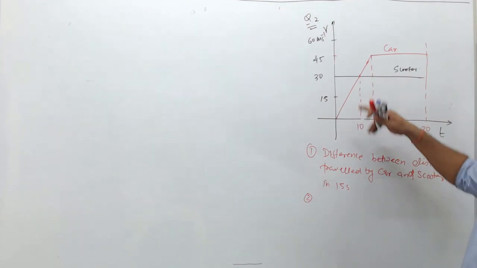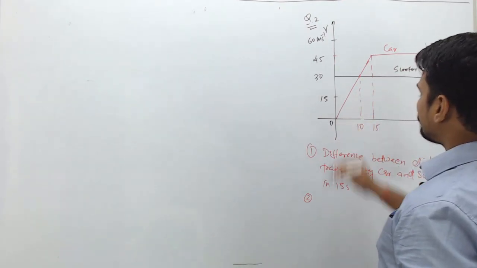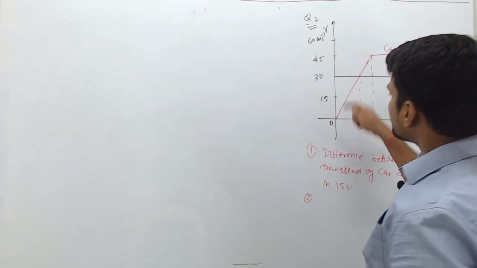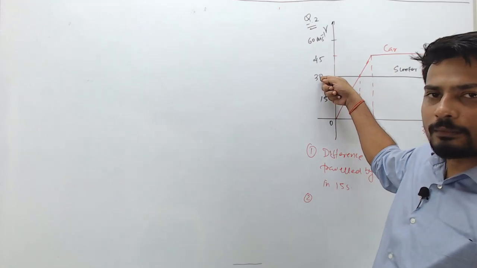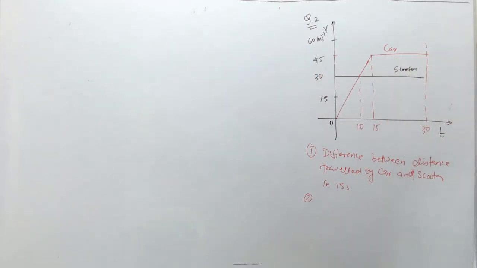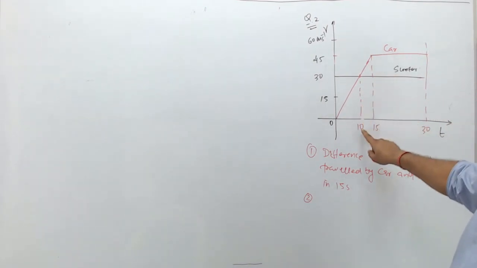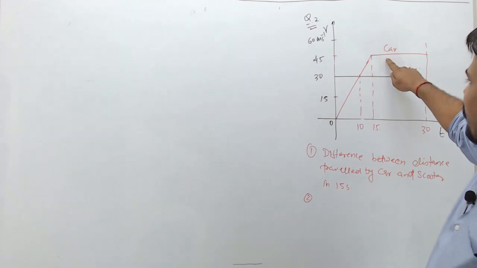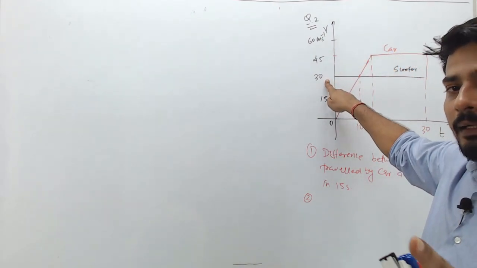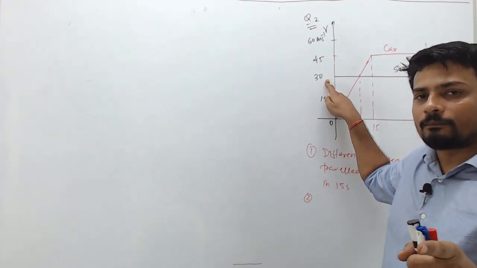We have two objects, one is a car, one is a scooter. The car is starting from rest, whereas the scooter has a constant velocity of 30 meter per second and it is continuing moving with that sort of velocity. As we can see over here, in 10 seconds, the car achieves a velocity of 30. It does not mean that it is overtaking the scooter. No, it has achieved that velocity.